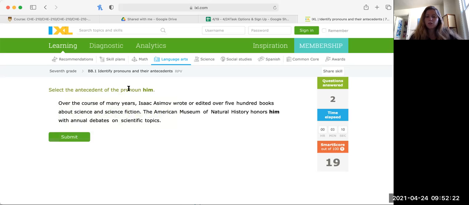Now we're selecting the antecedent from the pronoun him. Over the course of many years, Isaac Asimov wrote or edited over 500 books about science and science fiction. The American Museum of Natural History honors him with annual debates on scientific topics. So we're looking for the antecedent to him. Who is him referring to? If we look back, him is referring to Isaac Asimov.